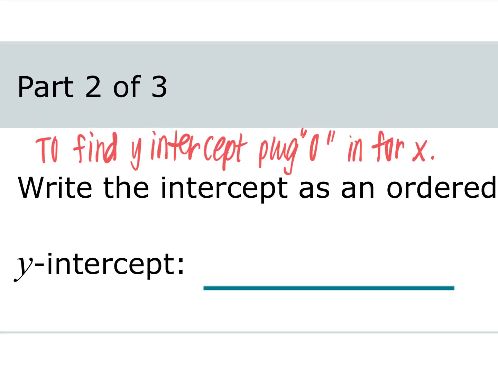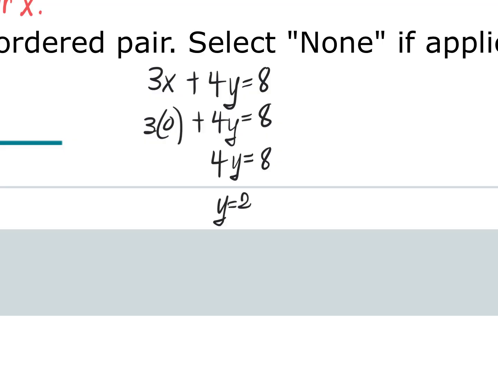For part 2, we're going to find the y-intercept. So we're going to do the exact opposite thing. We're going to plug 0 in as our x value. So when we do that, we're literally putting 0 in the place of x, and you'll just have 3 times 0 plus 4y equals 8.